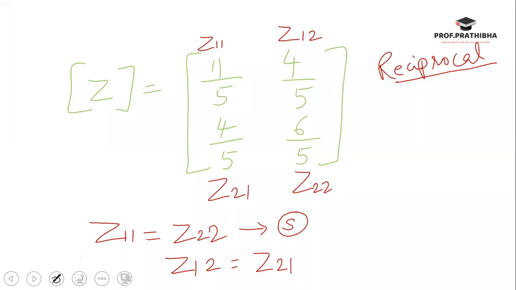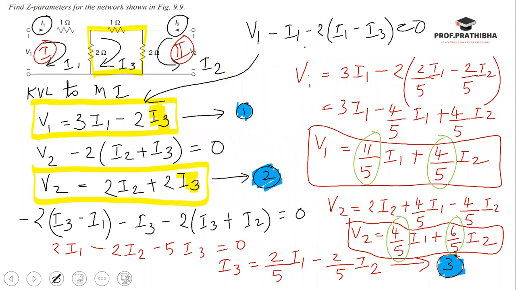Yes, ma'am. Yes, it is reciprocal because these two values are same. So ऐसे ही पूछा जाएगा कि is it symmetrical, is it reciprocal? So अगर आप देखेंगे this particular condition is satisfied for reciprocity and it is not a symmetrical network. So this is your Z parameter.